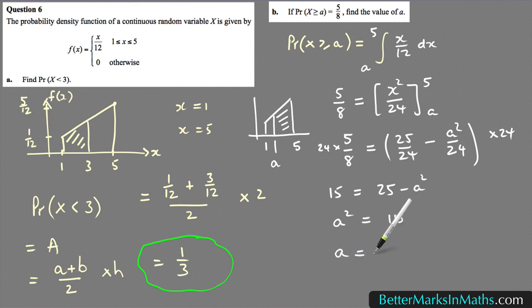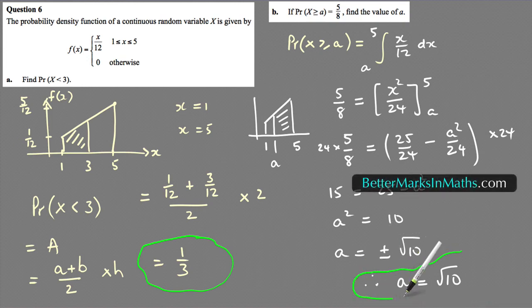From there, a equals plus or minus the square root of 10. a is on the positive x-axis, so therefore a has to be equal to positive root 10, which is the correct answer for this one.